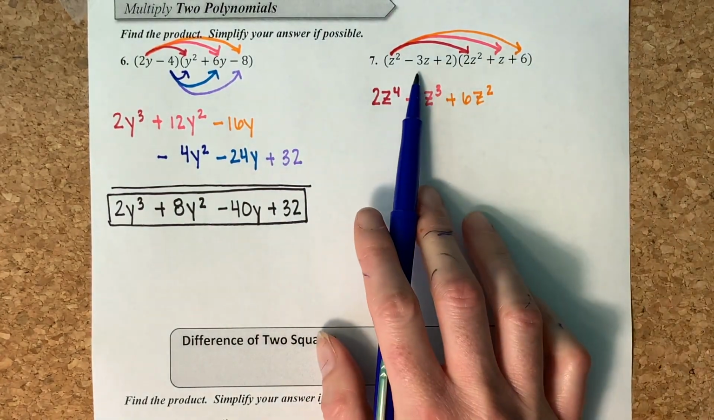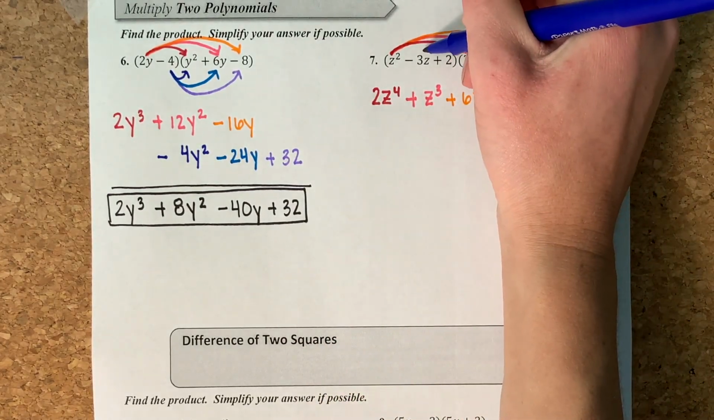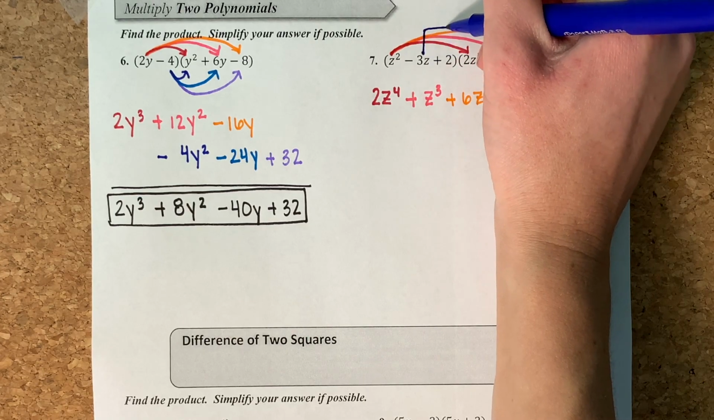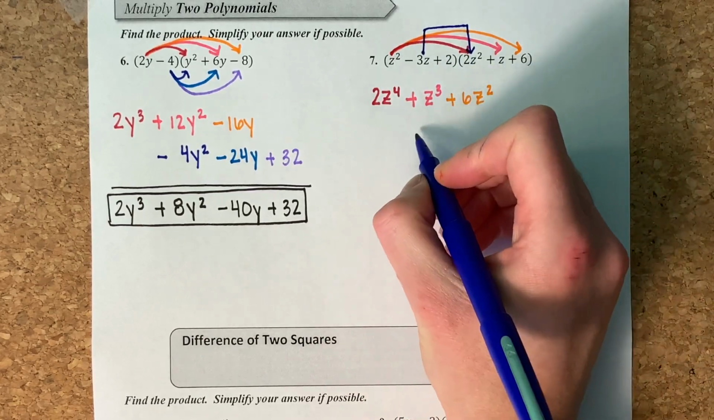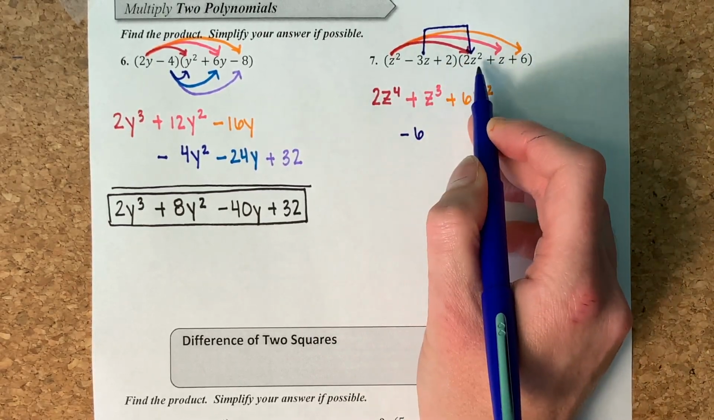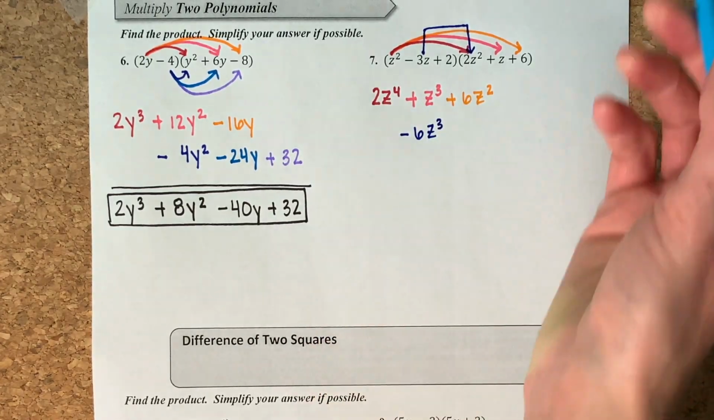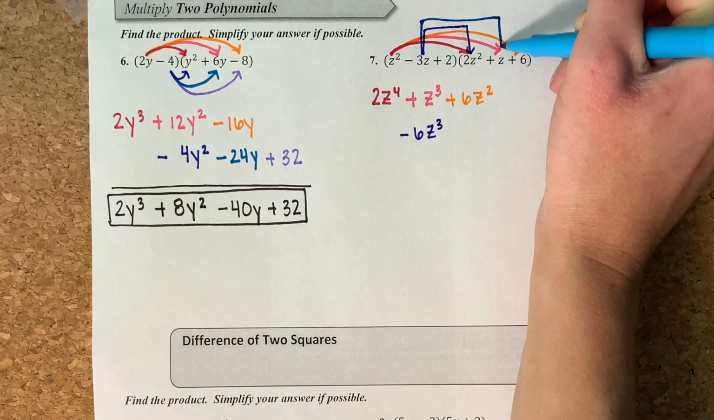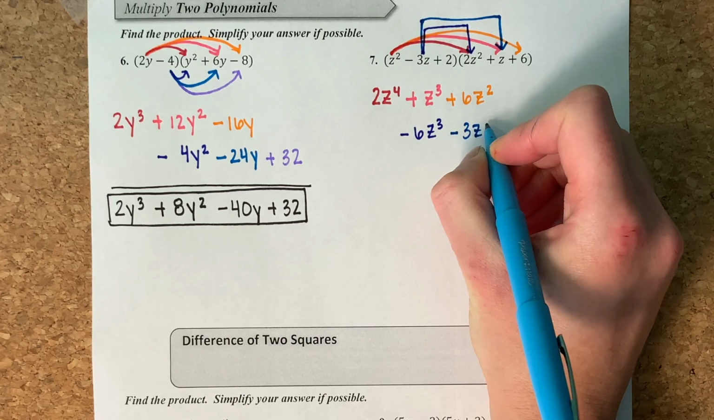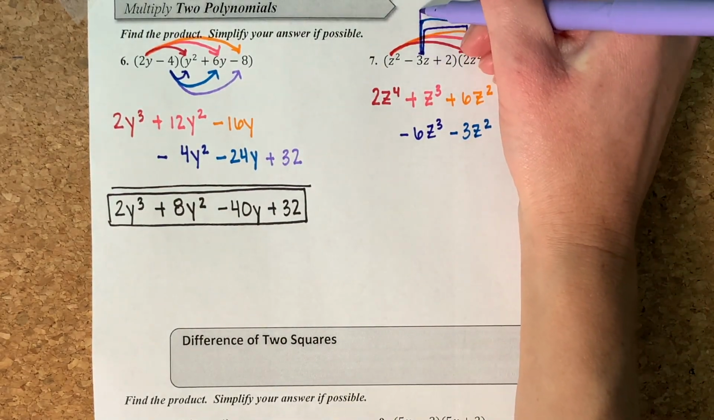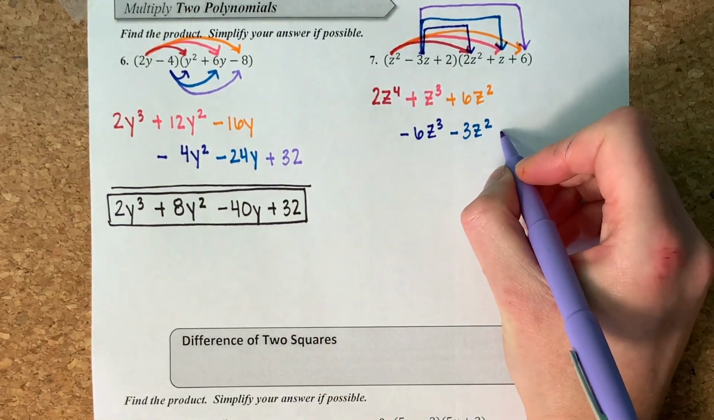Then let's take this second term and distribute it to each of these three terms here. If we take negative 3z and distribute it to the 2z squared, we'll multiply the negative 3 times the 2 to get negative 6. And the z times the z squared will give us z cubed. Notice I've aligned the z cubes. Then let's take this negative 3z and distribute it to the z. Negative 3z times z will give us a negative 3z squared. And then let's take the negative 3z and distribute it to the 6. And negative 3z times 6 will give us negative 18z.